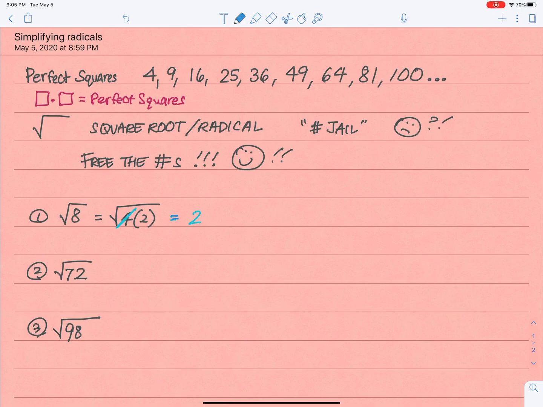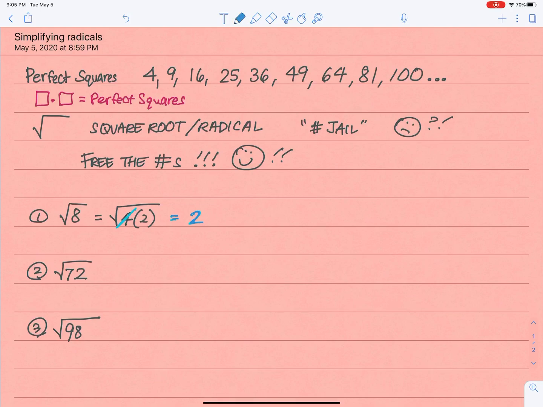Sorry, let me change this color. It's kind of blinding me. So once again, the square root of 4 is 2, so 2 comes out. Let's think of this like a jail situation. 4 made some past mistakes, and so 4 was in jail. When you come out of jail, you've got to change. So 4 used to be 4, and now when he comes out, he's a 2.